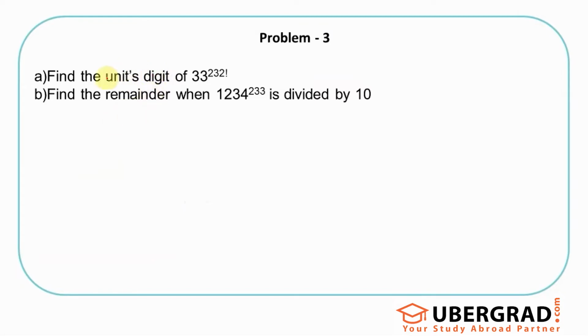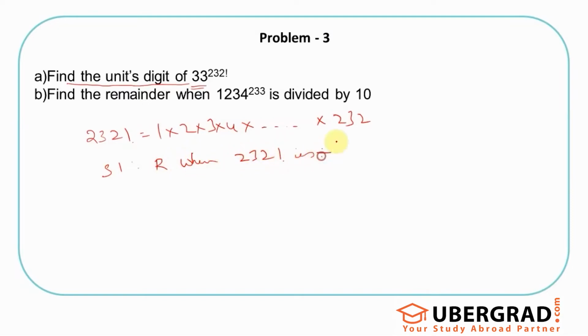Now this one is something related to powers. It's asking you to find the unit digit of 33 raised to 232 factorial. 232 factorial means basically 1 into 2 into 3 into 4 into so on up to 232. As I said, the first step is to find the remainder when the power, 232 factorial, is divided by 4. Because 232 factorial is basically 1 into 2 into 3 into 4 into everything, when I divide by 4, the remainder will automatically be 0.